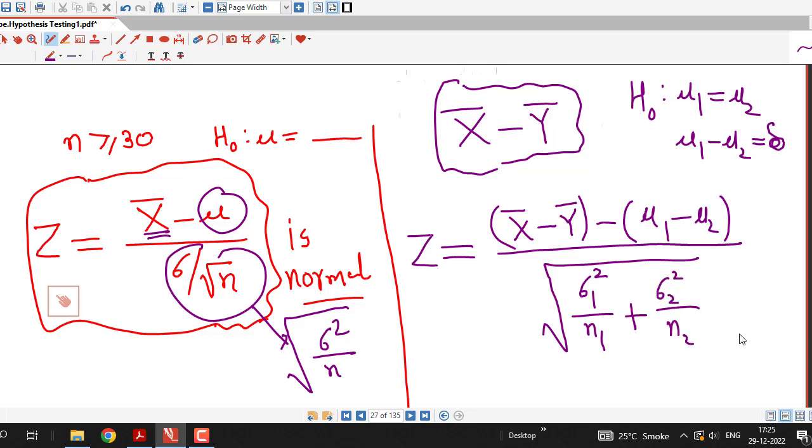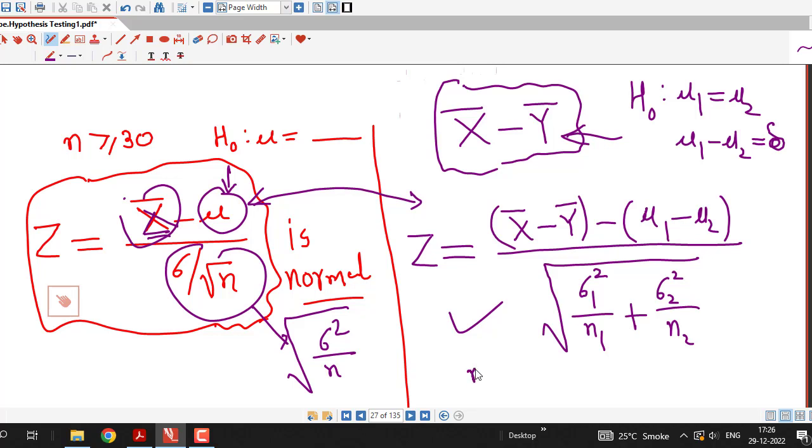and sigma 2 square divided by n2. So we can prove that if we define z in this way, which is analogous to this, you don't have to remember this formula, you just remember this formula, and here instead of the sampling distribution of x bar we have the sampling distribution of x bar minus y bar. So we replace x bar by x bar minus y bar, we replace mu by the difference between mu1 and mu2, and here we have only one population, so we have sigma square divided by n, and here I have sigma 1 square over n1 plus sigma 2 square over n2.